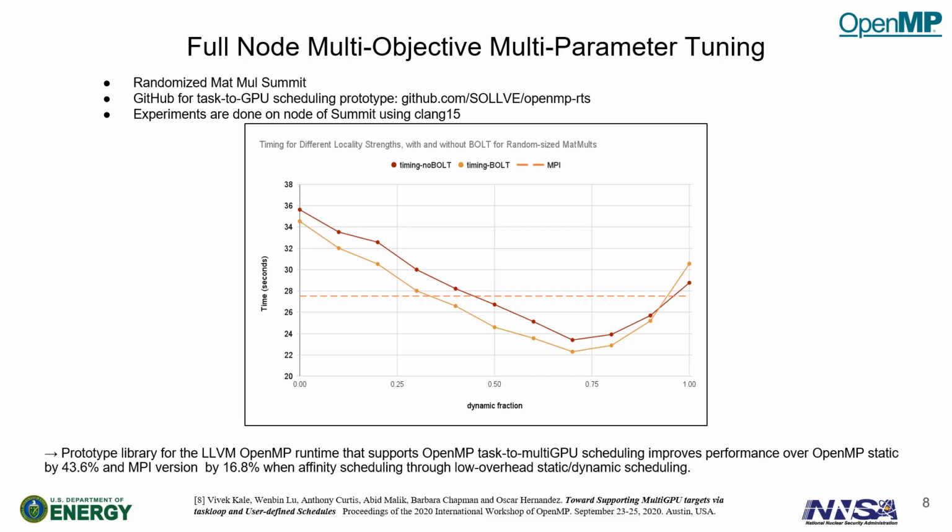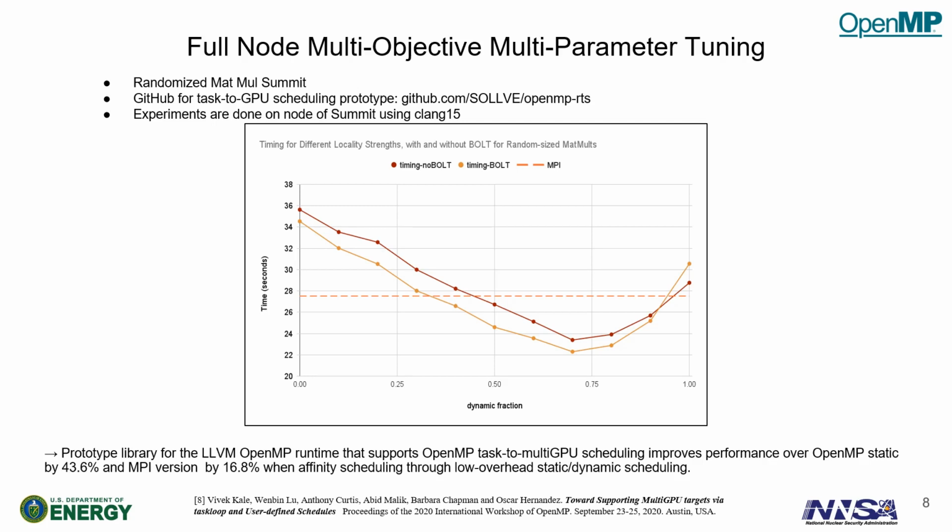Here on the x-axis, we see it's varied from 0 to 1, and on the y-axis is time, so down is good. And so we see that the minimum for the timing for the version without using the BOLT runtime is around 0.7. And if we do use the BOLT runtime, it goes further. So this is an additional optimization that we use in terms of the coordination runtime.